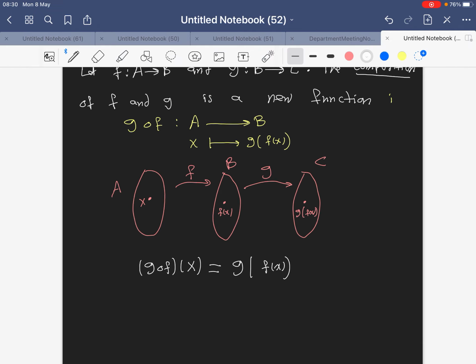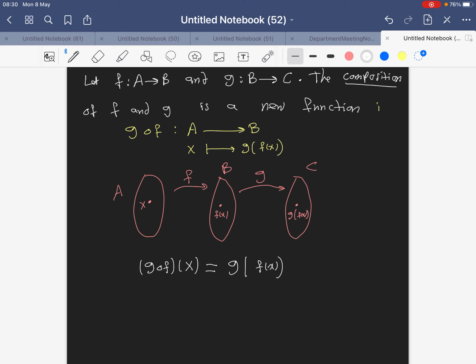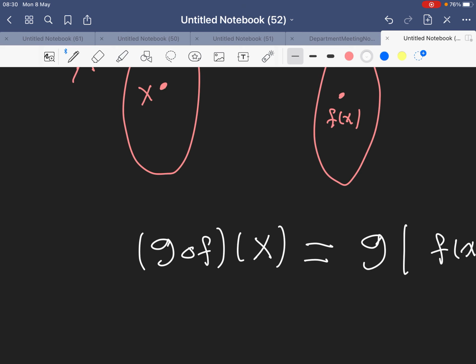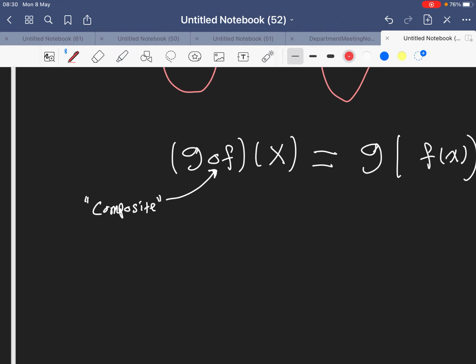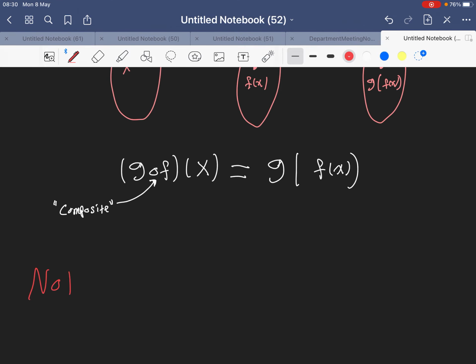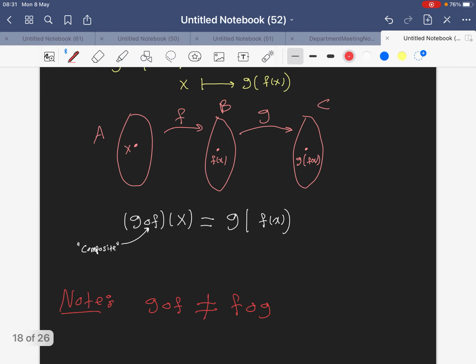So this is the composition of functions, and this sign here, this circle here, we call it composite. So we say g composite f. Of course, there is a note that must be written in red, so keep it in mind. This note here is that g circle f as a function is not the same as f circle g, because the input and the output maybe are not the same. It's a different function, so just keep this in your mind.